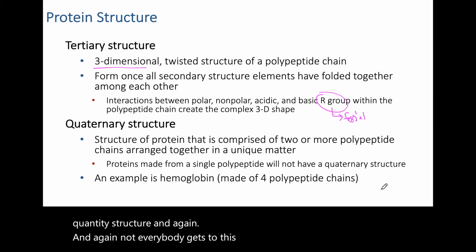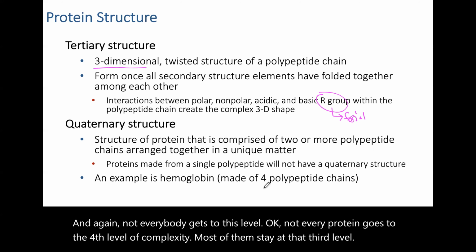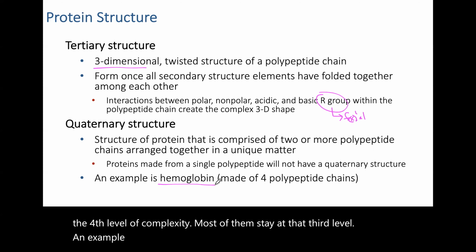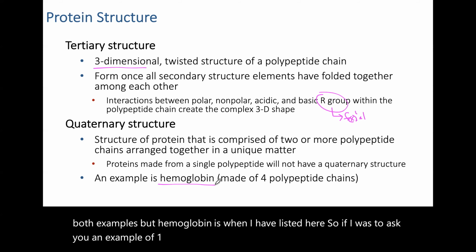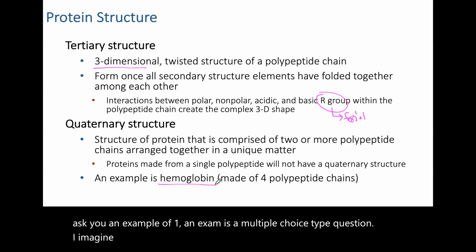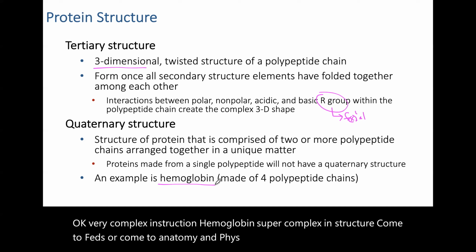Not every protein goes to the 4th level of complexity. Most of them stay at that 3rd level. An example of this is hemoglobin. Myoglobin and hemoglobin are both examples, but hemoglobin is the one I have listed here. So if I was to ask you for an example on an exam as a multiple choice question, I imagine you'll remember that. Hemoglobin is super complex in structure. Come to anatomy and physiology class, where we go over it a little bit more in depth.